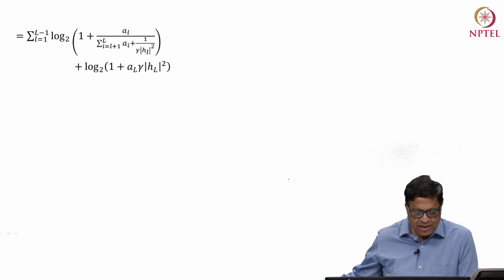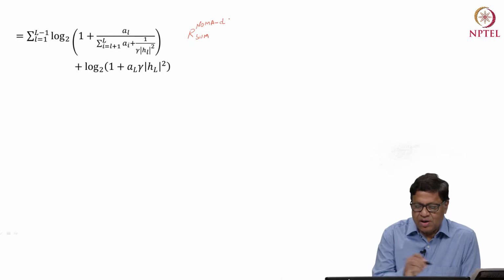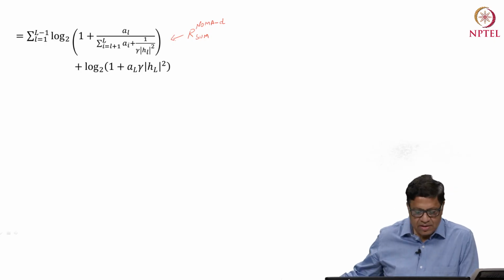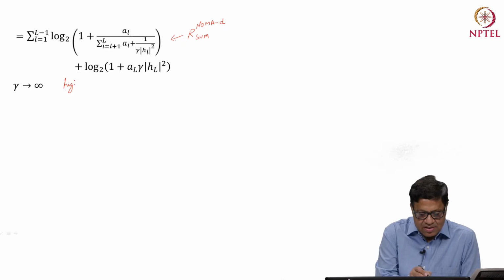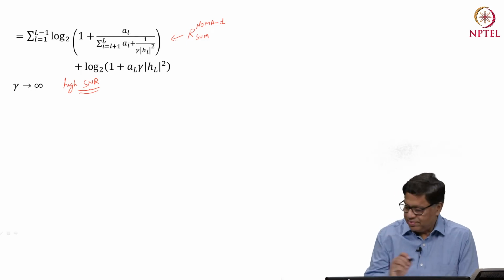So again, writing this here, this is the total sum rate. This is actually R NOMA sum, and I am doing it for downlink. So this is this value. So now let us try to see what happens at high SNR, just to get some better insight, what happens at high SNR when gamma is tending to infinity.